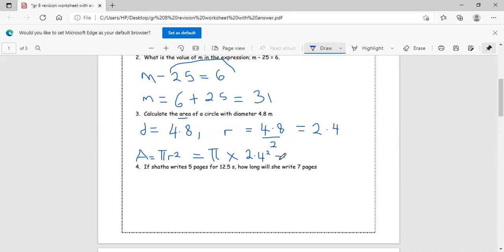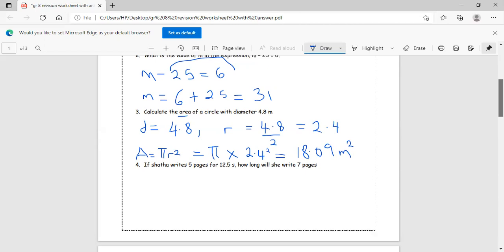So I put this in my calculator and I will find the value for the area of the circle. I hope you are getting it. So you can also try, put it in your calculator now and find the area of that circle. That's 18.09. So the area is 18.09 meters squared. Right? So that is the answer to question number 3.